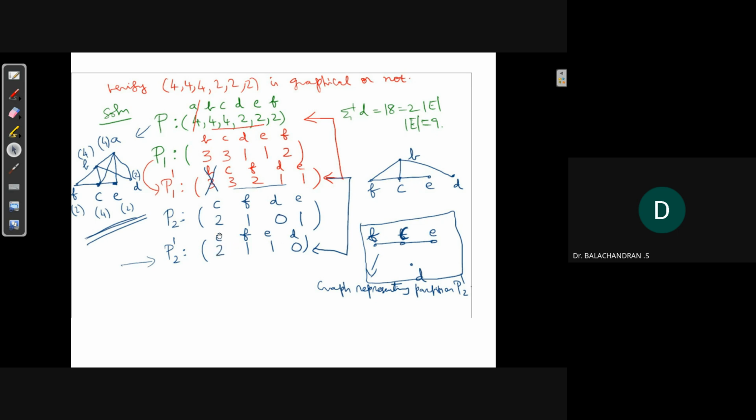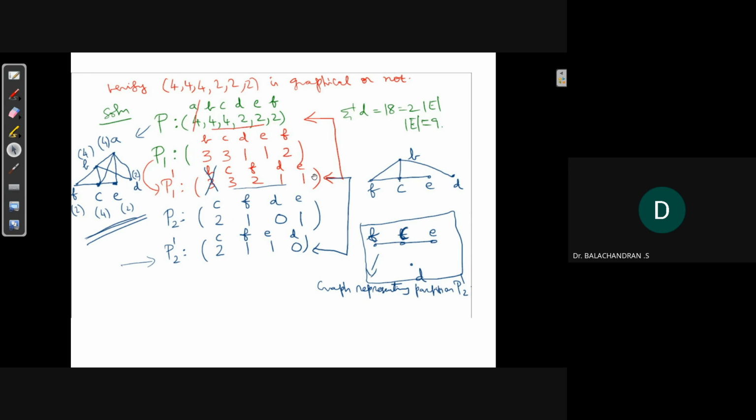So this 2 is C, this 1 is F, this one is E, this 0 is D. Now, is it possible to draw a graph for this? I am going to check. I'll put D because D is 0, and then F has degree 1, and C has degree 2, E has degree 1. Actually, this is graphical. Even though it is disconnected, it is graphical.